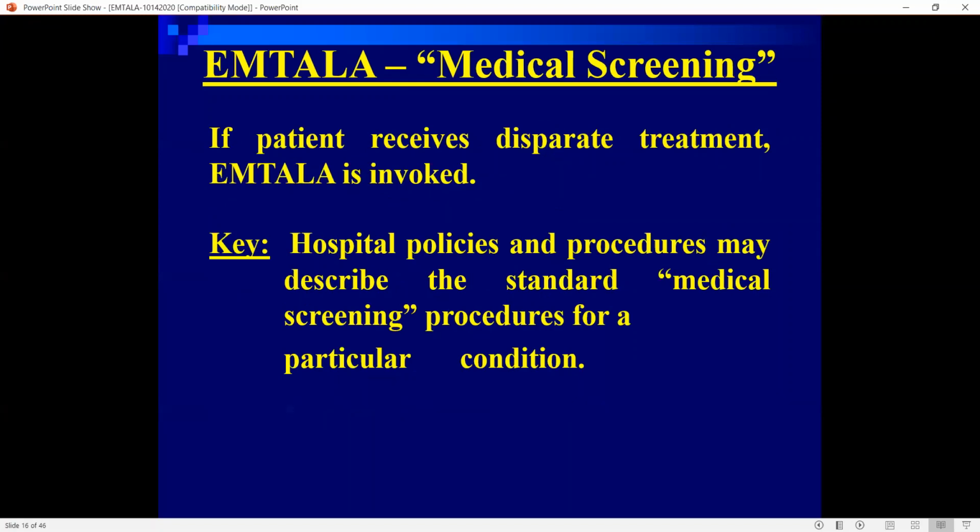So if a patient receives disparate treatment, EMTALA is invoked, meaning the protections. So the key is hospital policies and procedures may describe a standard medical screening procedure for a particular condition. And while physicians oftentimes have the argument that the hospital policies and procedures do not specifically apply to them, these policies and procedures can be codified in medical rules and regulations of the emergency department, and also in medical staff bylaws. So you need to be very aware of those bylaws, rules and regs, because those flow through the medical staff and they flow through the individual credentialing process that you must be cognizant of in the emergency room. So next slide, please.